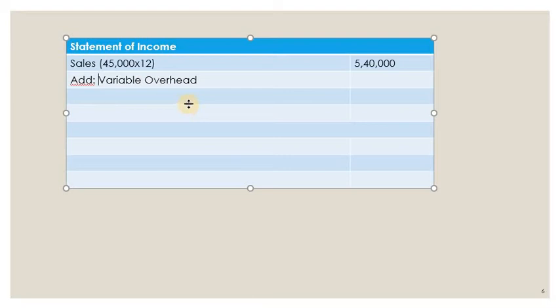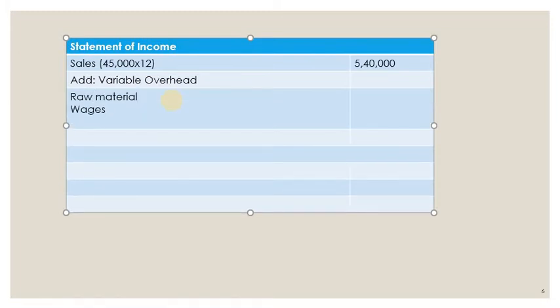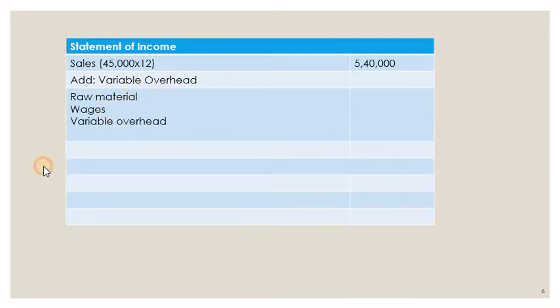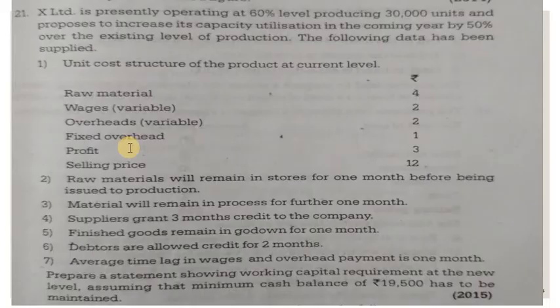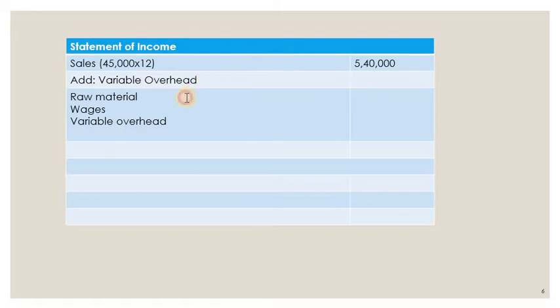So what are the variable overheads? That is raw material. Let's write down raw material, then wages, then variable overhead. All these costs are given in the problem and can easily be found here. So variable overhead is 2, raw material is 4, and wages is 2. So let's write all the variable overheads.